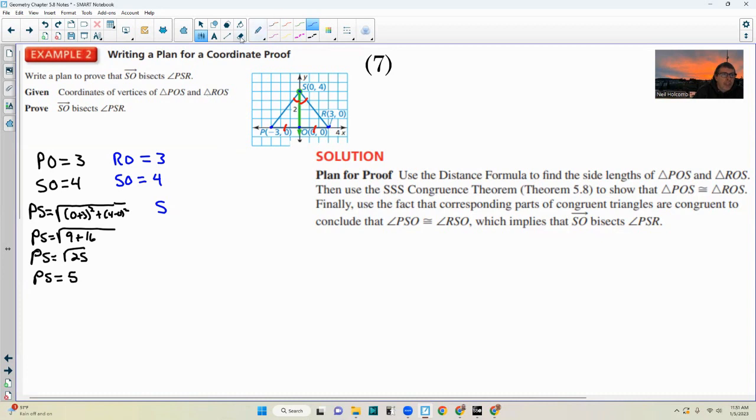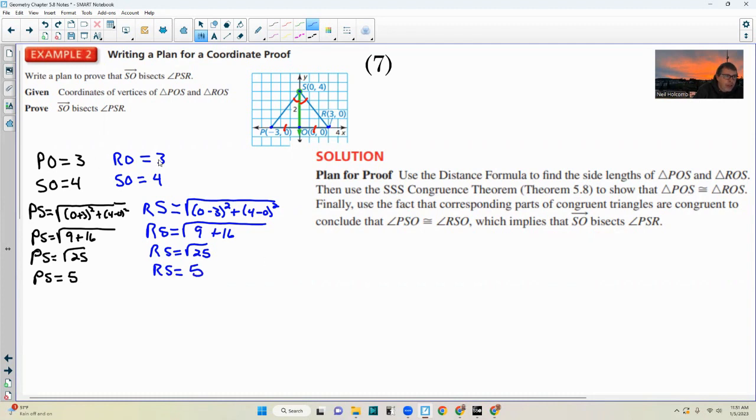Let's call it RS. Okay, I want to go in the same order. So I went PS, R corresponds to P. So I want to say RS equals the square root of X2 minus X1, 0 minus 3 squared plus 4 minus 0 squared. RS equals -3 squared is 9. 4 squared is 16. RS equals the square root of 25. And therefore RS equals 5.